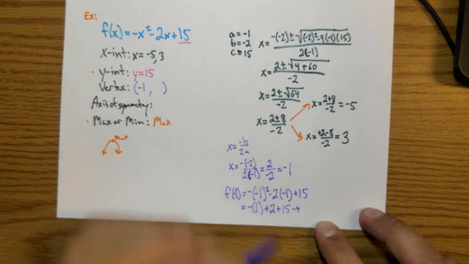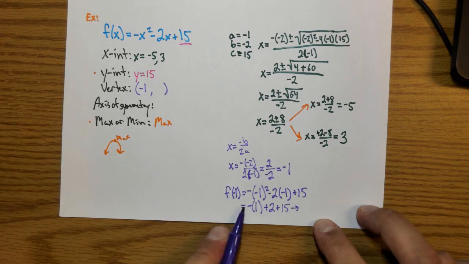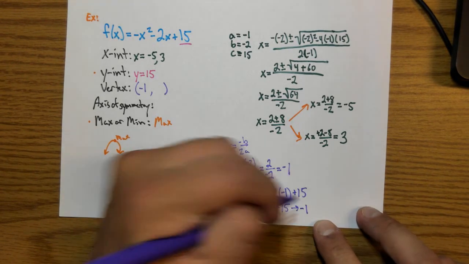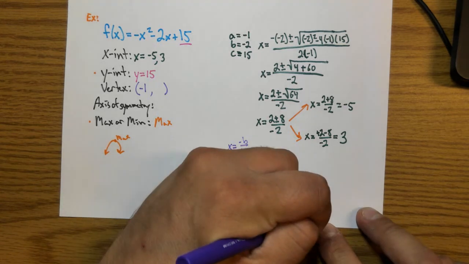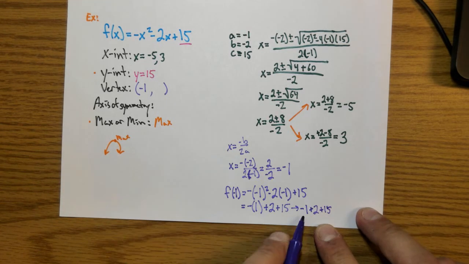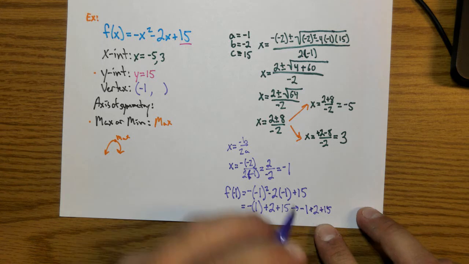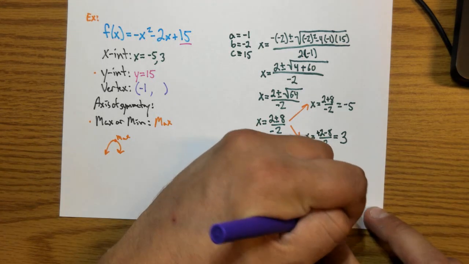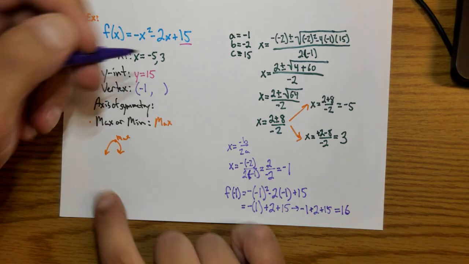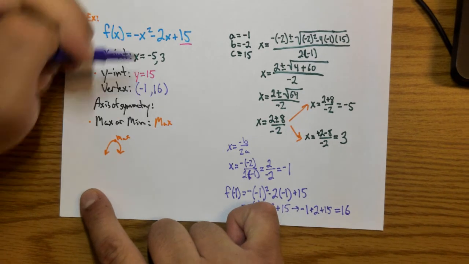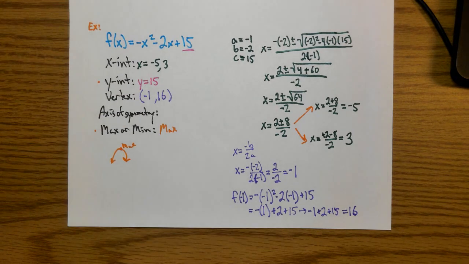I'm going to go this way. I'm running out of room. So this is a negative 1, really. So negative 1 plus 2 plus 15. Negative 1 plus 2 is 1, plus 15 is 16. So this vertex is at negative 1, 16. That was our y value of the vertex.